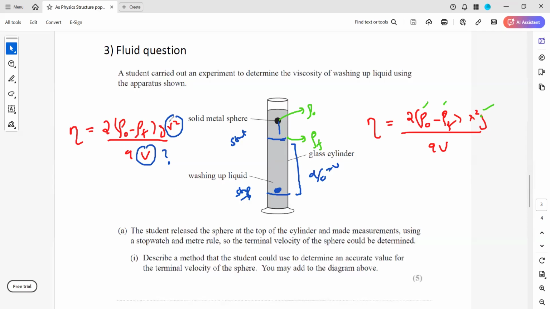And the size of the sphere, how do we work out the size of the sphere? We will not measure the radius because radius is not directly measured. Radius is calculated. Using a micrometer or a vernier caliper, we will measure the diameter and use half of the diameter to calculate its radius.